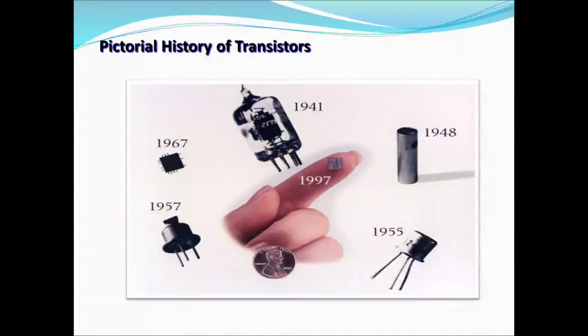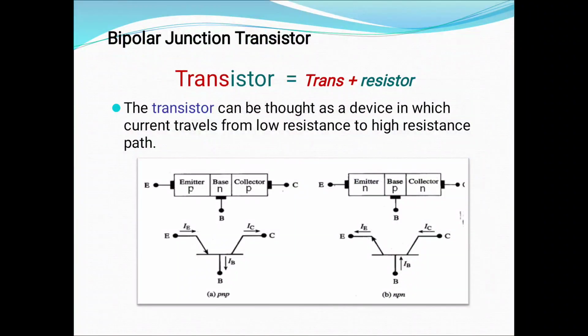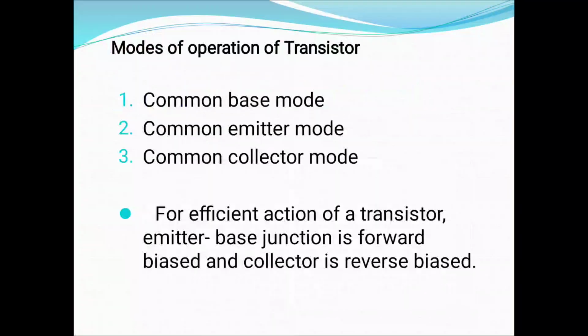Pictorial history of the transistors. Bipolar junction transistors: transistor means transfer resistor. The transistor can be thought of as a device in which current travels from a low resistance to a high resistance path. We have PNP transistors and NPN transistors. The pictorial of the structural diagram is as shown in the figure.